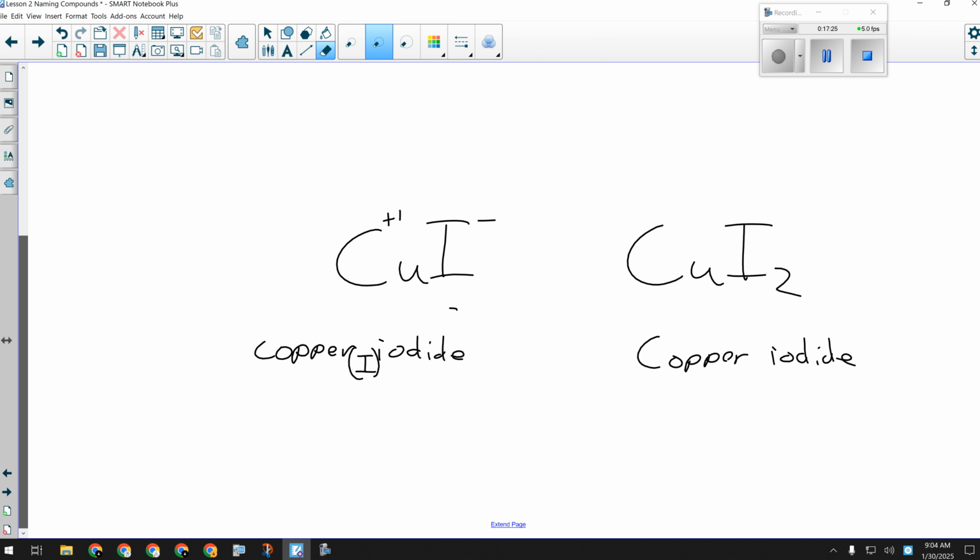Because it's not on your periodic table, is it? All the metals have their charges written beside them, but the non-metals don't. They just have these blanks here. So here's something you need to know.